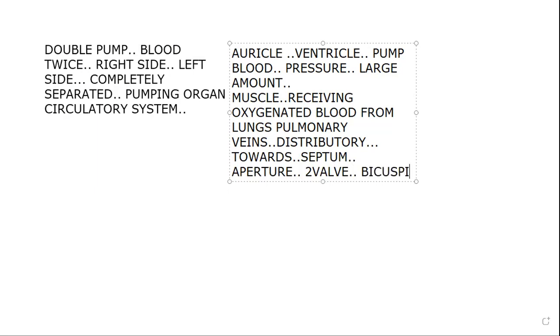ठीक है, on the right side we had a 3-flap valve. On the left side we have a 2-flap valve which is known as a bicuspid valve, which is also called the mitral valve. आपसे क्वेश्चन पूछा जा सकता है, name the various valves that are present inside the human heart.